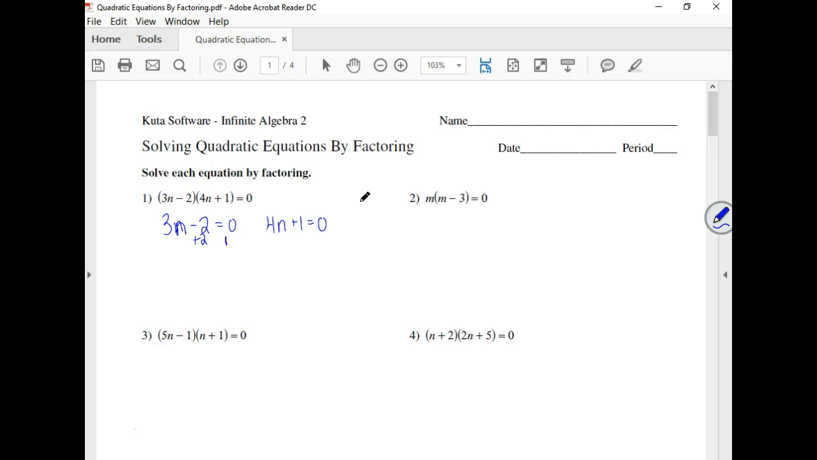So here we would add 2 to both sides. We get 3n equals 2. We divide by 3 and divide by 3 here. So n equals 2/3. Over here we would subtract our 1. 4n equals negative 1. Divide by 4. n equals negative 1/4. So our 2 answers are negative 1/4 and positive 2/3. A lot of quadratics are going to have 2 answers. So remember that as you go through these problems.